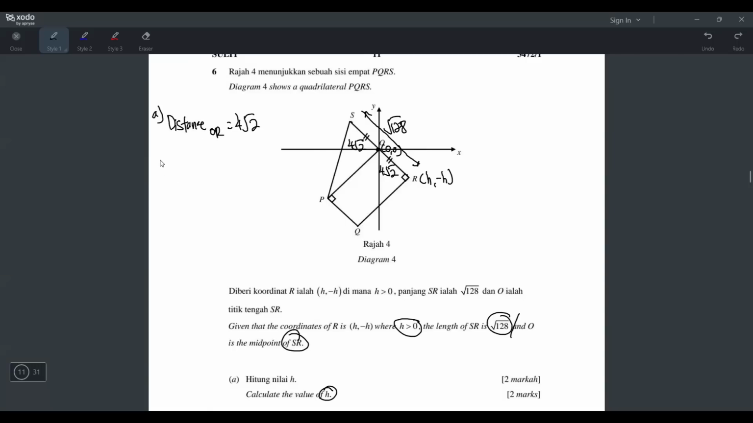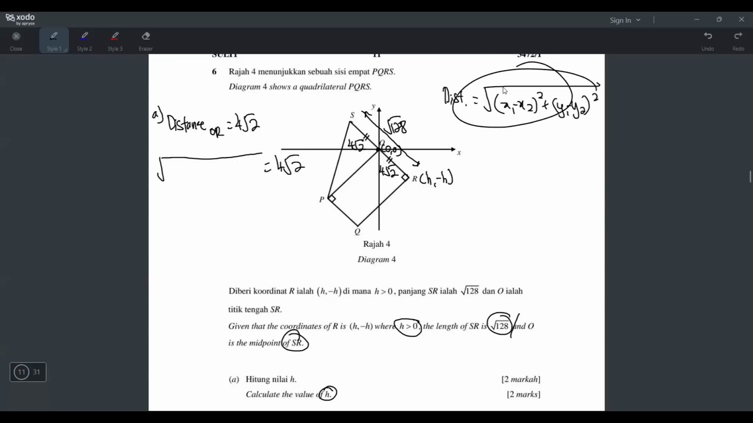So now we can use the distance formula and do it. Do you know what's the distance formula? The formula is like this: square root, bracket square plus bracket square. First bracket you have to put x1 minus x2. This one you have to put y1 minus y2. And this formula actually comes from the Pythagoras theorem.